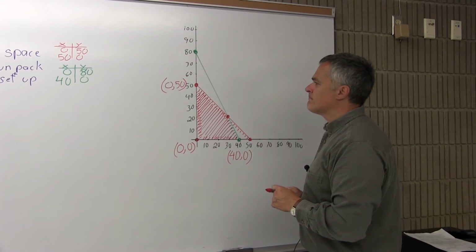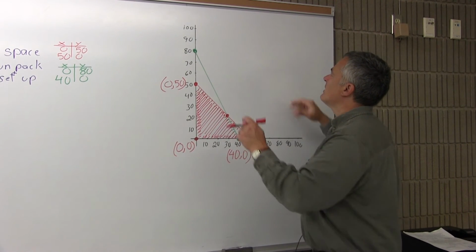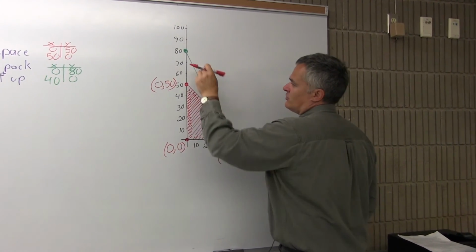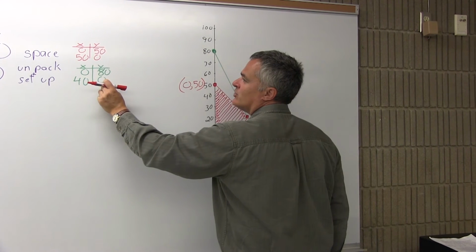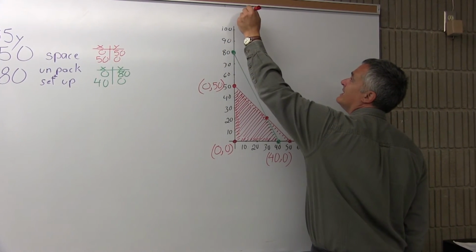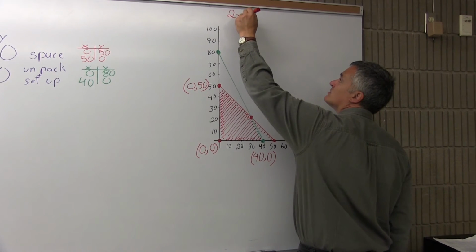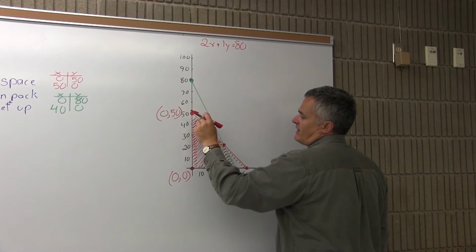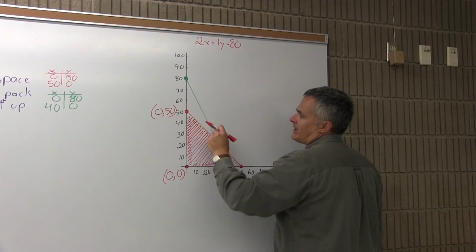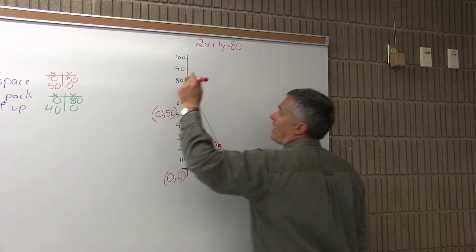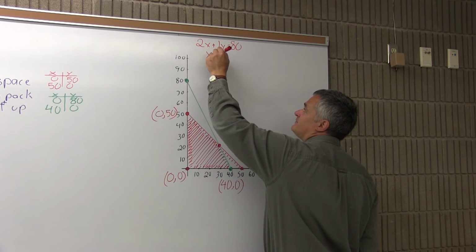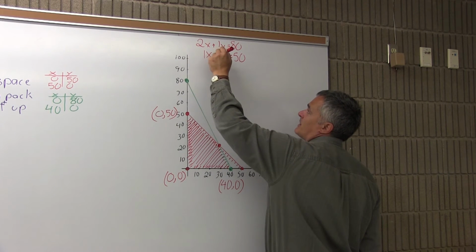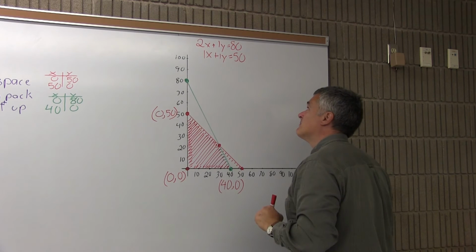I should have enough room right up here. So one of my two is the green line, which I have written by 2x plus 1y, and I'm going to put equals 80. So I have 2x plus 1y equals 80. And then the green one intersects with the red line, which is represented by x plus y, and I'm going to put equals 50. And just to make it match, I'll make it 1x plus 1y equals 50.